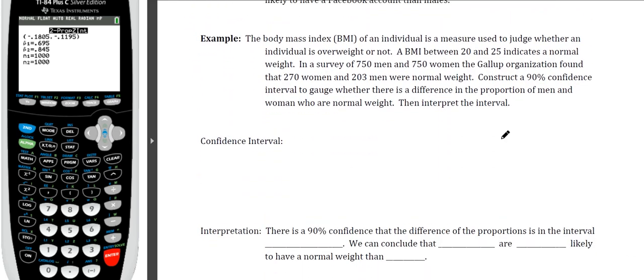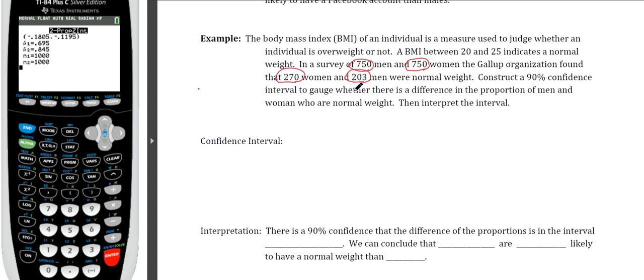All right, one more question to go through this. Again, if you have not already, please pause and try this question on your own first, and then unpause and see how you did. The body mass index of an individual is a measure used to judge whether an individual is overweight or not. A BMI between 20 and 25 indicates a normal weight. In a survey of 750 men and 750 women, so our sample size for men, our sample size for women, they're equal, that's neat. The Gallup organization found that 270 women and 203 men were normal weight.